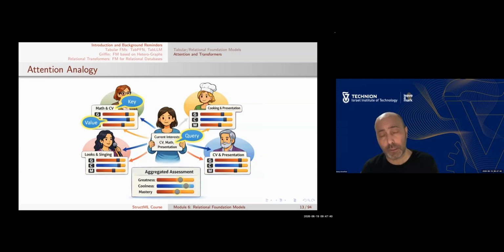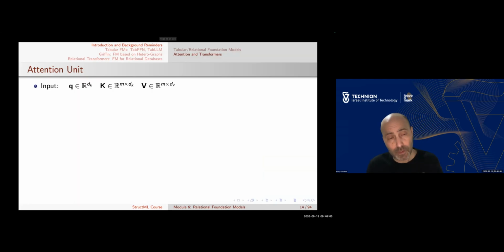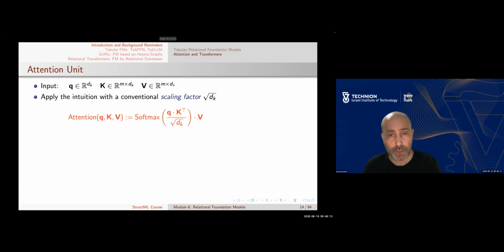We are basically modeling what she's interested in, which is the query, what each expert has to offer, which is the key, and then the value, what the expert actually brings to the average. And we would like to have a weighted average that accounts for the interaction between the query and the key, how well the query matches the key. That's the idea. And basically, the attention unit implements this through matrix multiplication.